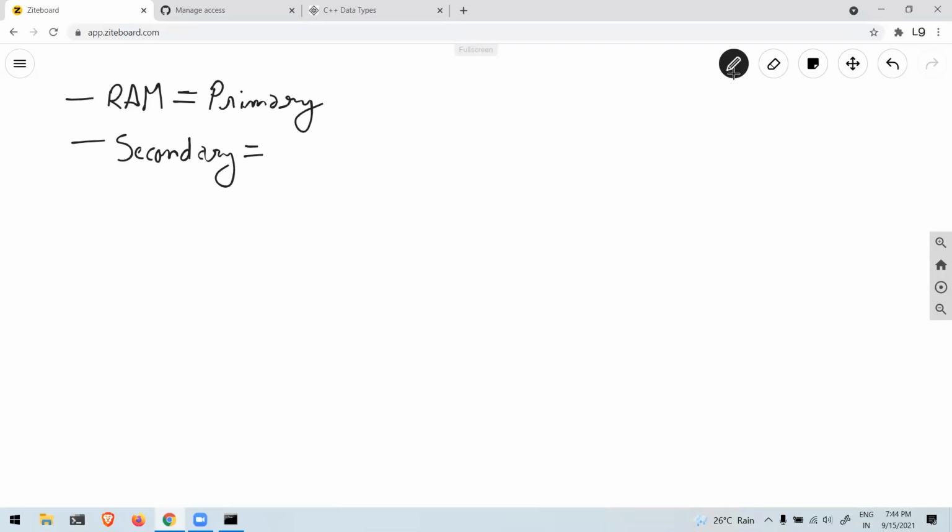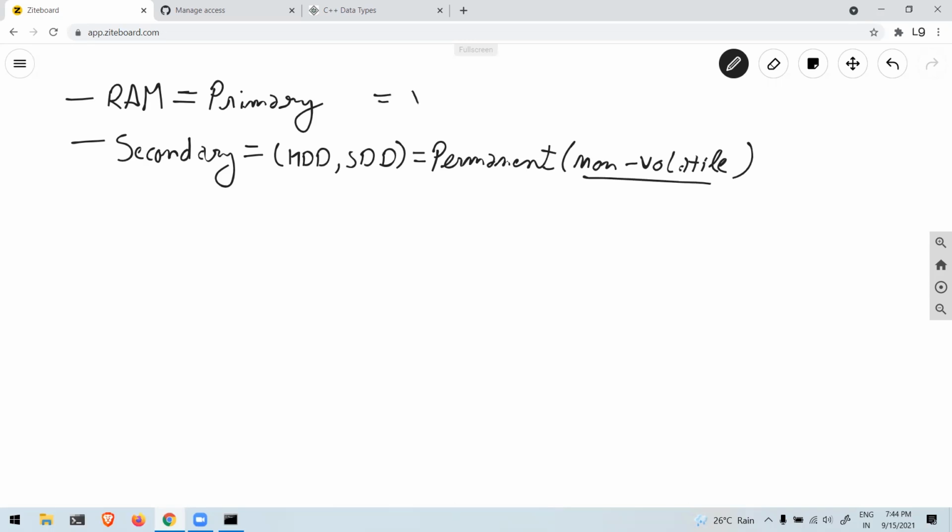Initially, I used to get confused why this is called primary and why this is called secondary. Secondary means your hard drives, HDDs, SSDs, basically any kind of storage which is permanent. When I say permanent, I mean non-volatile. And non-volatile means, I think you guys would remember, that when you turn off your system, the data stored in your hard drive stays as it is. So that's non-volatile. And RAM is volatile. As soon as your power goes off, it's going to get cleaned up. So when you load it, you have to load all the data again.